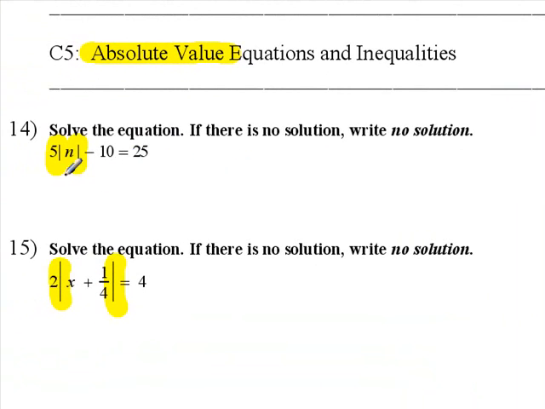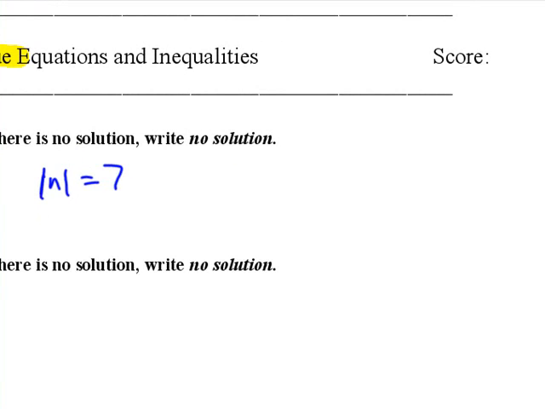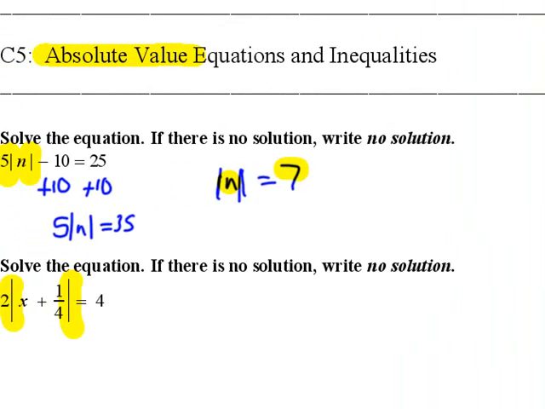So let's solve just like there wasn't an absolute value there, just like that said 5x minus 10 equals 25. Let's just solve away. So we would add 10 to both sides and get 5 absolute value of n equals 35. And then we would divide by 5 and get absolute value of n equals 7. At this point, we need to try to find all the numbers that we could put in for that n right there and get 7 to come out the other side.